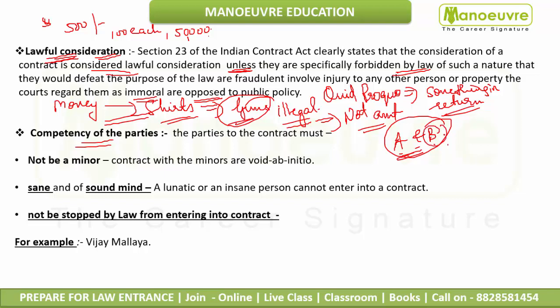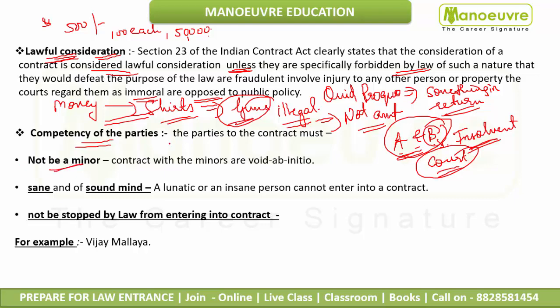In the sense, if B is declared insolvent by the court of law, guys, then he's bankrupt. And if you get into a contract with him, then the court will not be there for your safety. So whenever you're getting into a contract with somebody, you should always keep in mind that contracting parties cannot be minors.